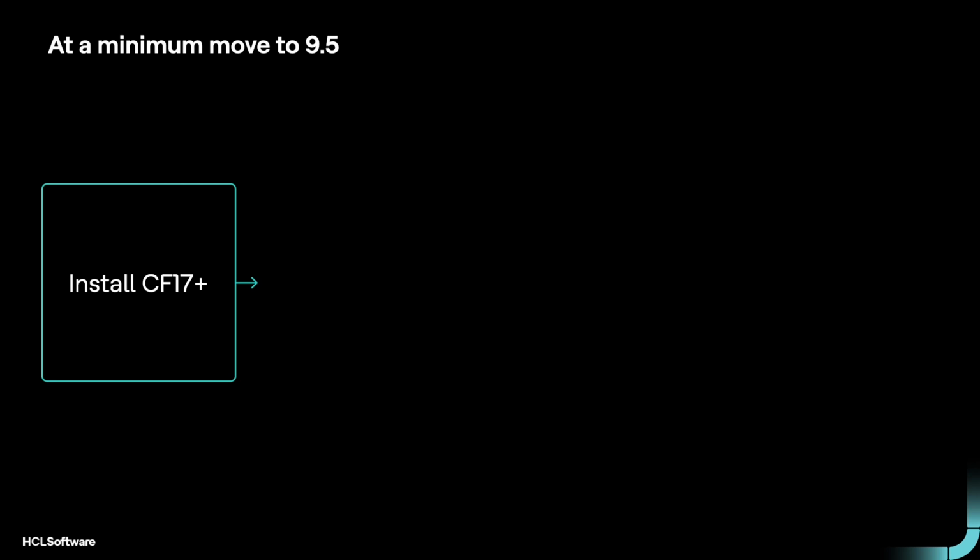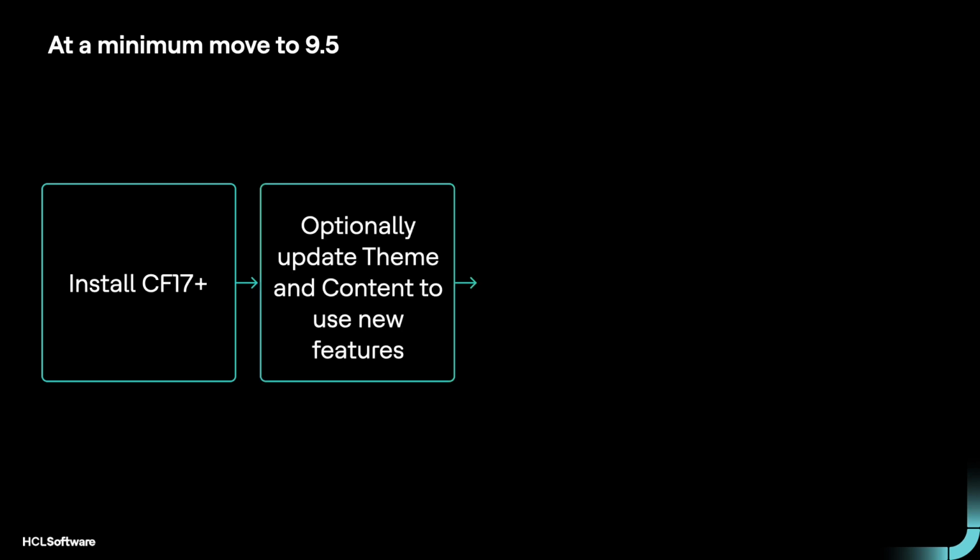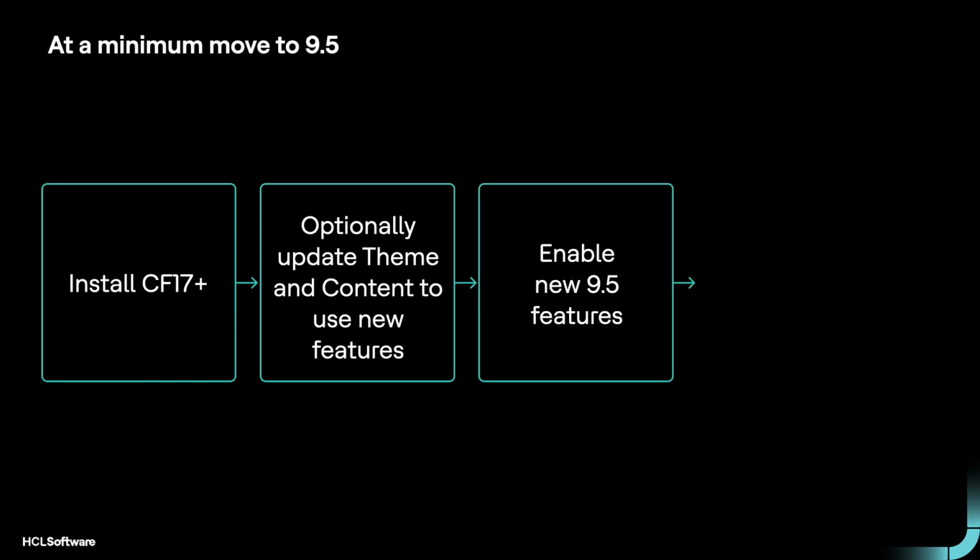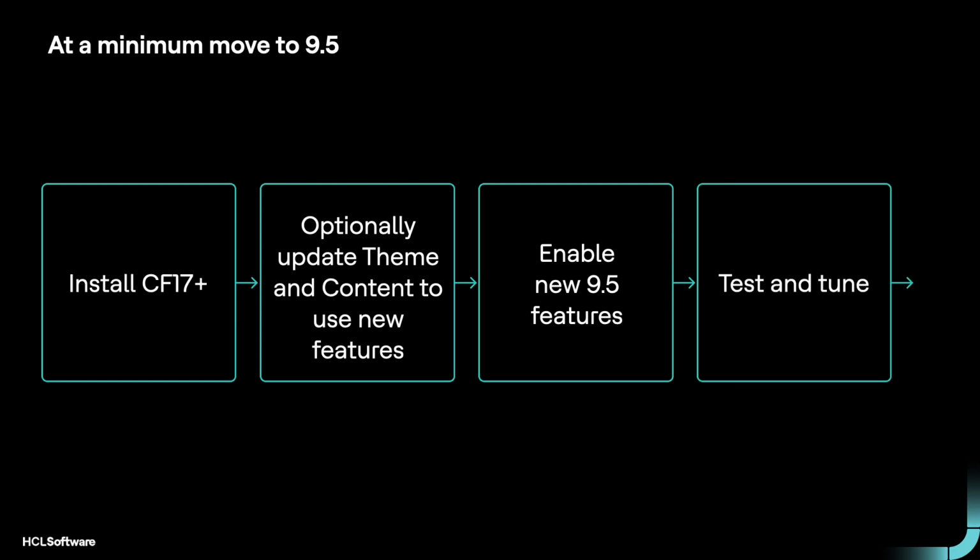For those that want to leverage the latest features, update both the theme and the content, execute the config engine task to enable the new UI features for 9.5. Lastly, testing and fine-tuning the system for optimal performance is crucial as a foundational best practice. So it's essentially about installing a CF and executing a command line. That seems manageable. What about the subsequent transition to Kubernetes?